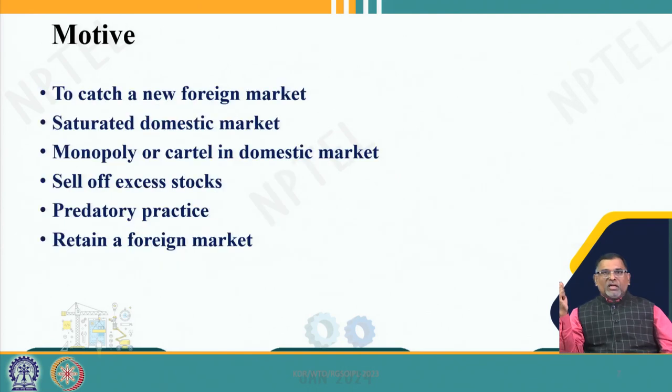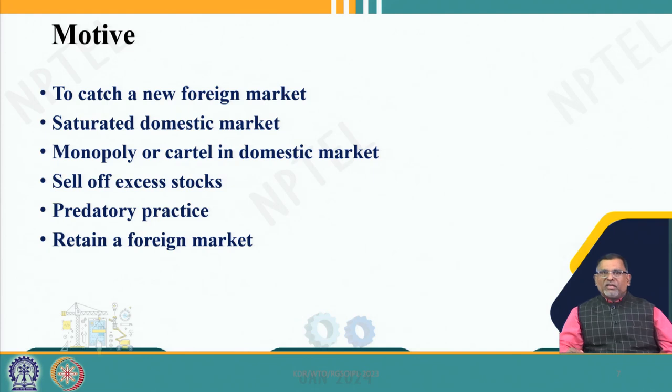And what are the motives behind the activity? Why should a particular company sell a particular product in the international market for a lower price? It may be due to various reasons. It may be to catch the foreign market, they are entering for the first time, or their domestic market is saturated by their stockpiling.